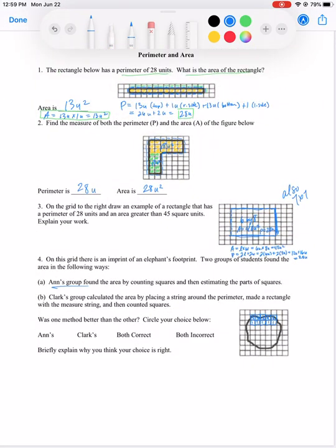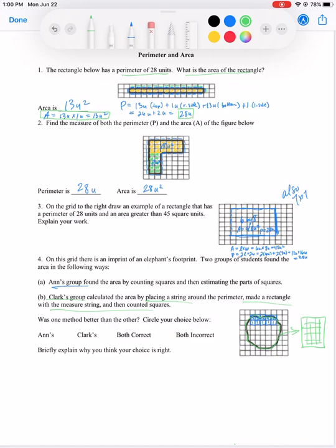Clark's group found the area by placing a string around the perimeter. And what they did is they straightened the string out into a rectangle and measured the squares that it was in. So they placed the string around, made a rectangle with the string, and counted the squares that it was in. So you can get the exact number of squares.